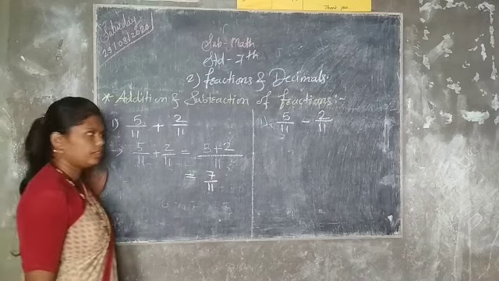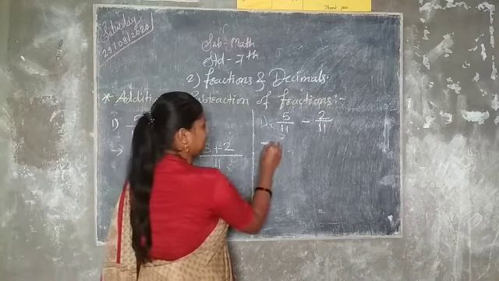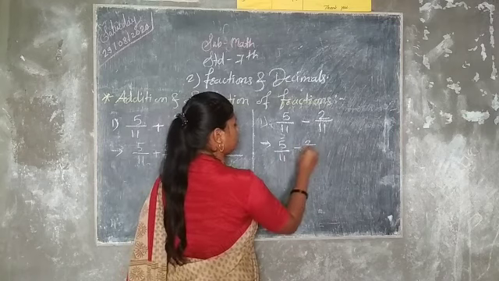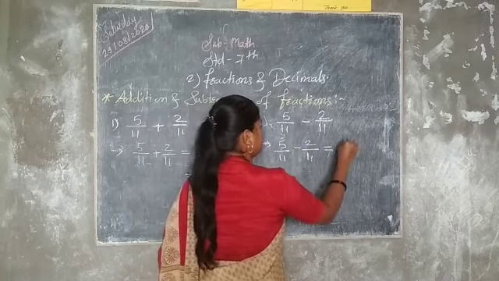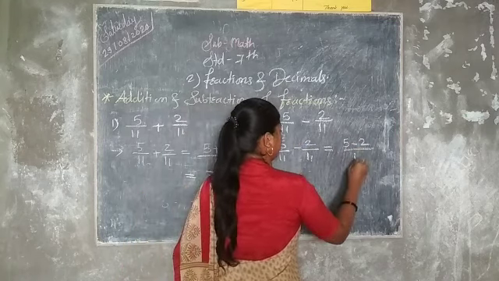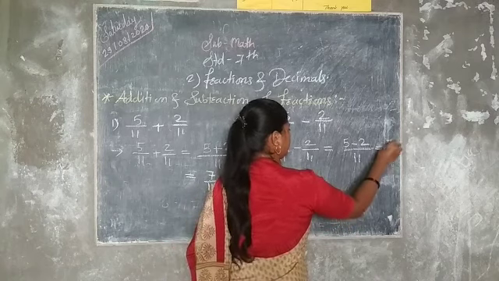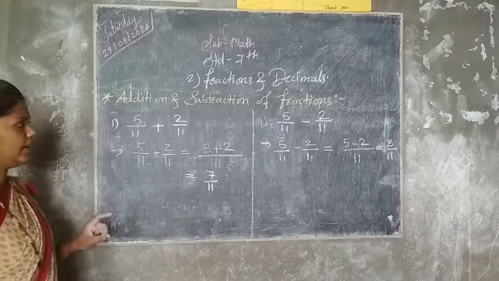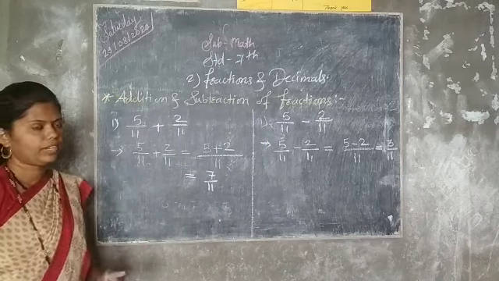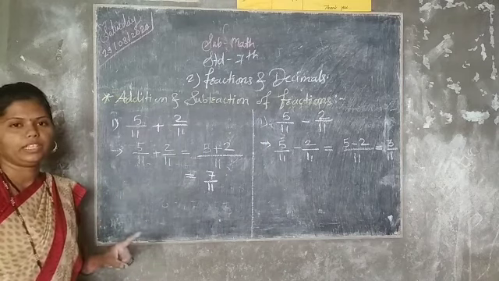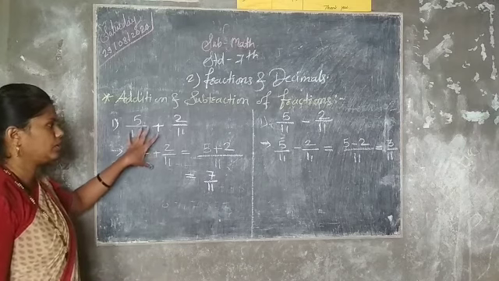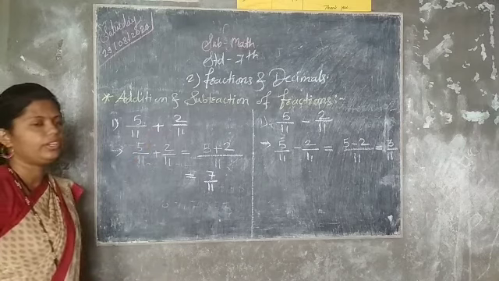This is the addition. For the subtraction, the same: 5 upon 11 minus 2 upon 11 is equal to 5 minus 2 upon 11, which is equal to 3 by 11. When your fractions are like fractions, addition and subtraction is very easy for you. So first of all, you just add and subtract your like fractions.